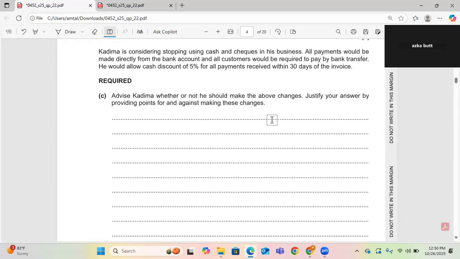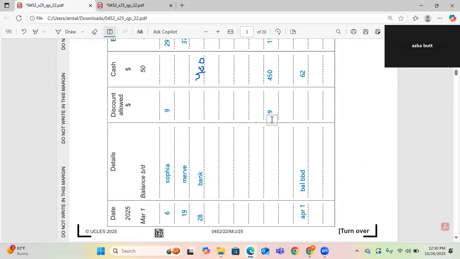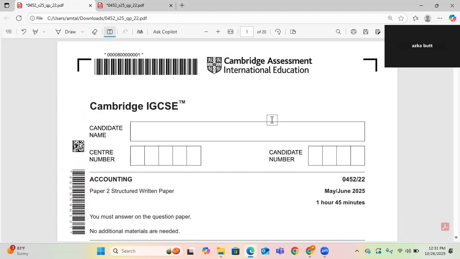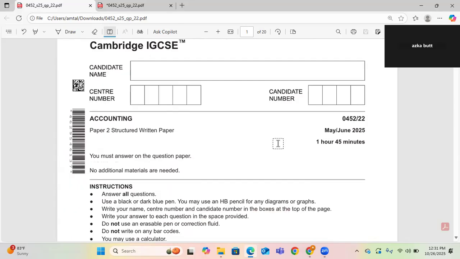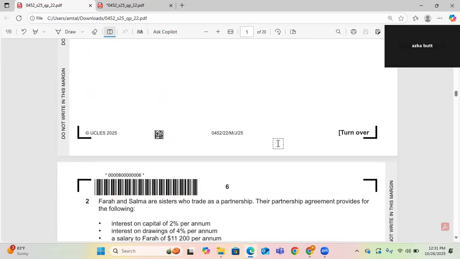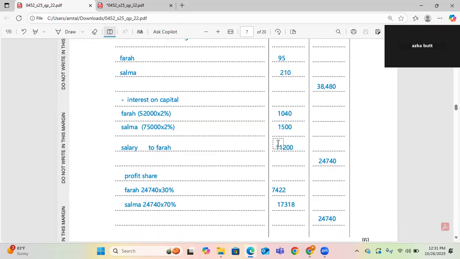Oh yeah, positive points. Okay, so this is it, students. We just completed the whole paper. Alhamdulillah, that was very, very long, and that's why I was not making a video on that. The reason is that it takes a lot of time to solve the whole paper. So that's why most of the time I don't solve the O levels accounting paper.